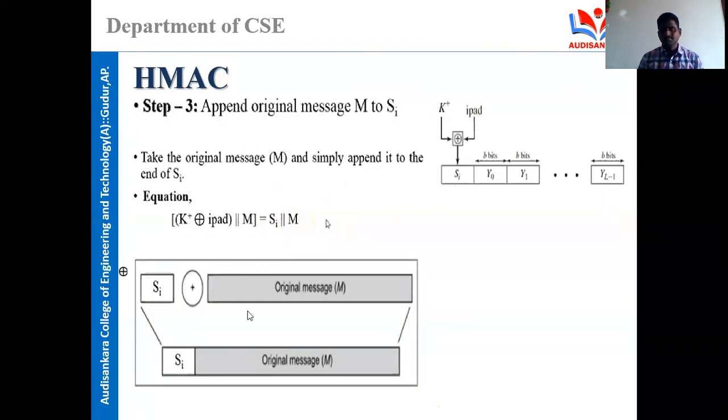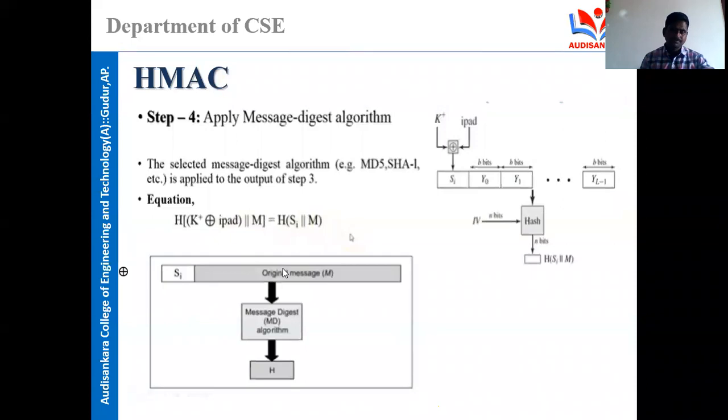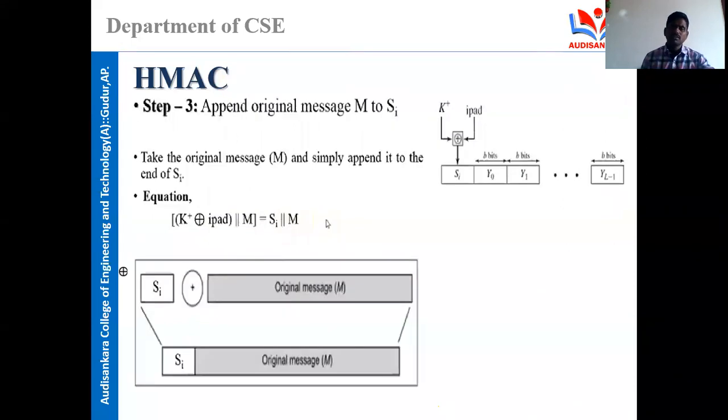So we have done this. You can see in the diagram, SI plus original message, you will get it like this. The equation is K plus XOR IPAD append M. These vertical lines we call append, or it can be written as SI append M. Both are the same.